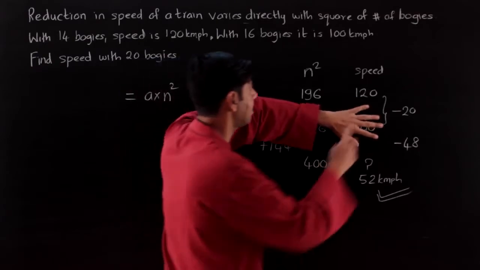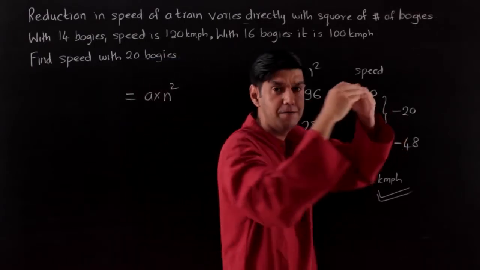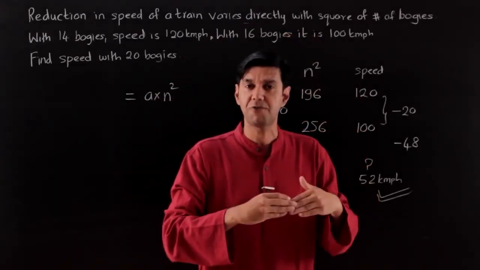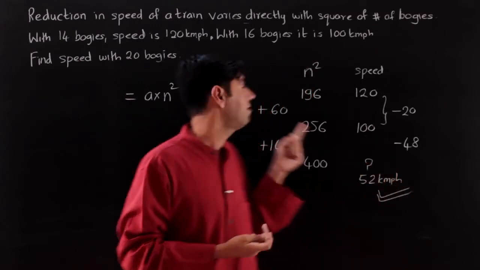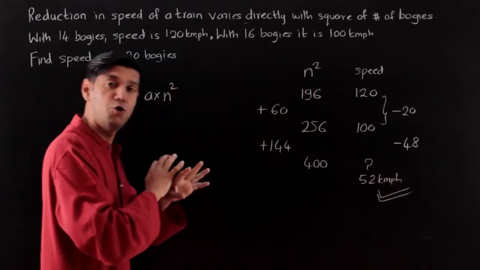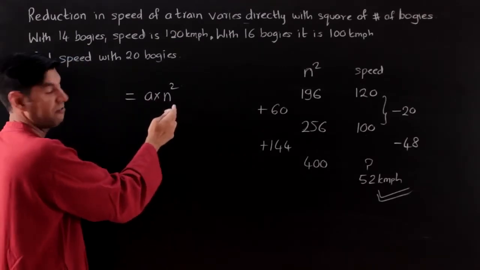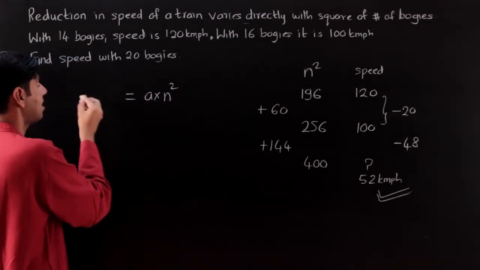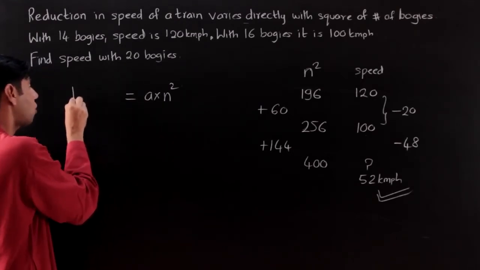Let's forget there's some other data. With 14 bogies, the speed was 120. Has the speed become 120 after reducing from some place? From where? Where am I going to measure the reduction from? Obviously, it has to be from when there are no bogies attached. So remember, speed is not directly proportional to square of number of bogies. The reduction in speed could be said as from some benchmark, from some constant.